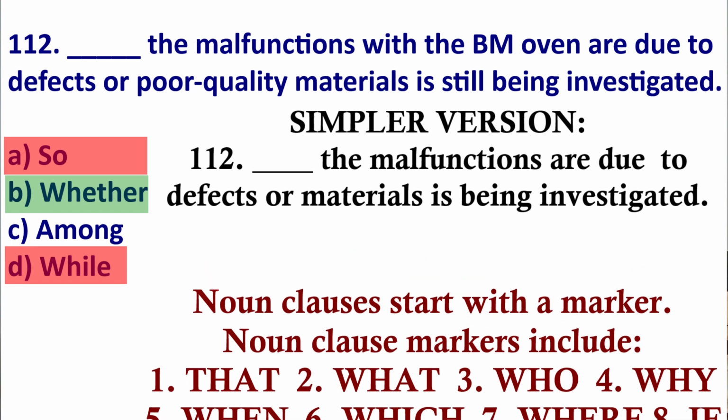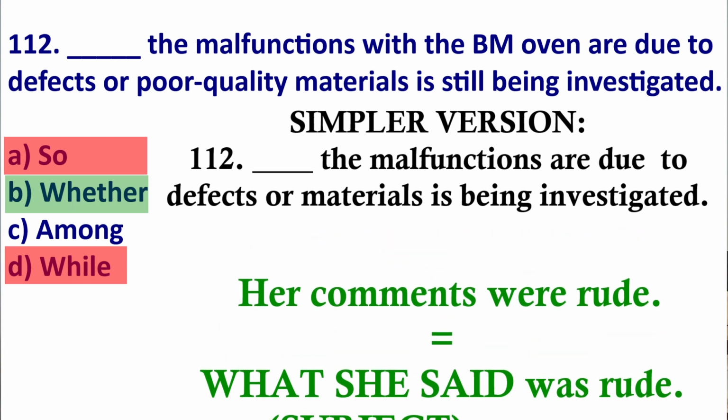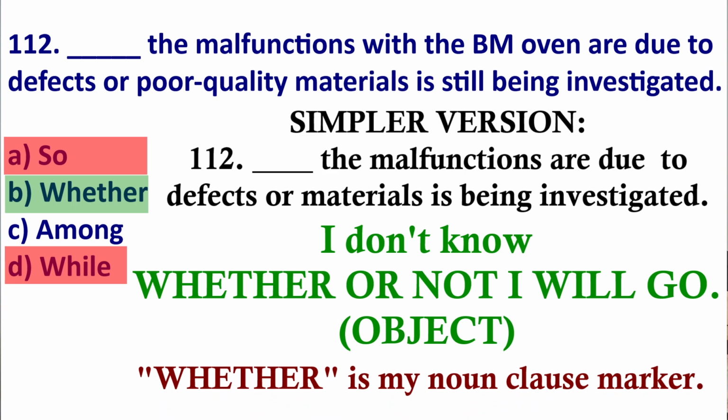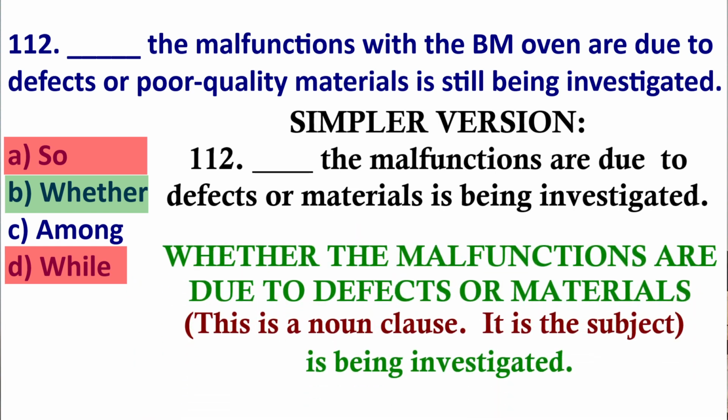Now let's look at an example of a noun clause. Her comments were rude. So her comments are the subject. If I use a noun clause, what she said was rude. This acts as a noun. Or, I might go to the party, I might not. I don't know whether or not I will go to the party. So whether is my noun clause marker. So the answer here is whether. Whether the malfunctions are due to defects or poor quality, that is your noun clause, is being investigated. That is your verb.